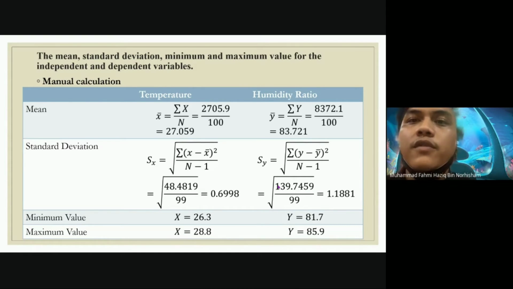I'm going to present the mean, standard deviation, and minimum and maximum value for the independent and dependent variable. For the manual calculation, the mean temperature for X is 27.059.